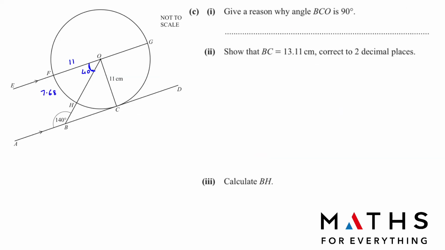Question number 6C1. Give a reason why angle BCO is 90 degrees. The angle between the tangent and the radius is always 90 degrees. So this is 90 degrees. This is the reason you have to write.